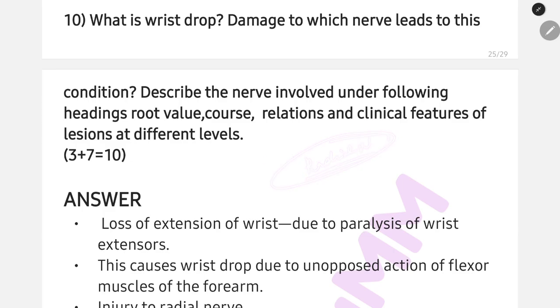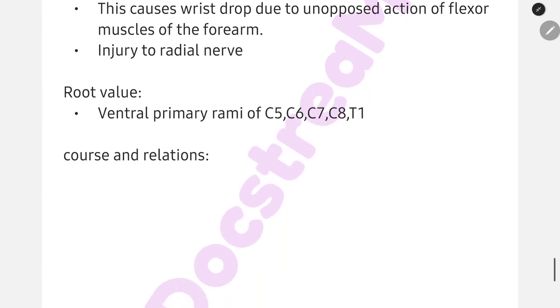From where does the radial nerve arise? It is from the posterior cord. Okay, root value. The root value is C5, C6, C7, C8, even T1. This is what all people write. But when I studied in first year, I made the common mistake of not writing ventral primary rami of C5, C6, and so on, spinal nerves.